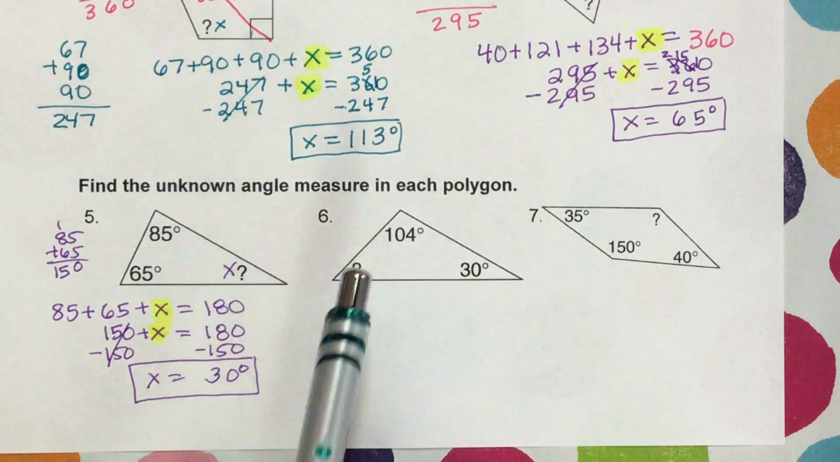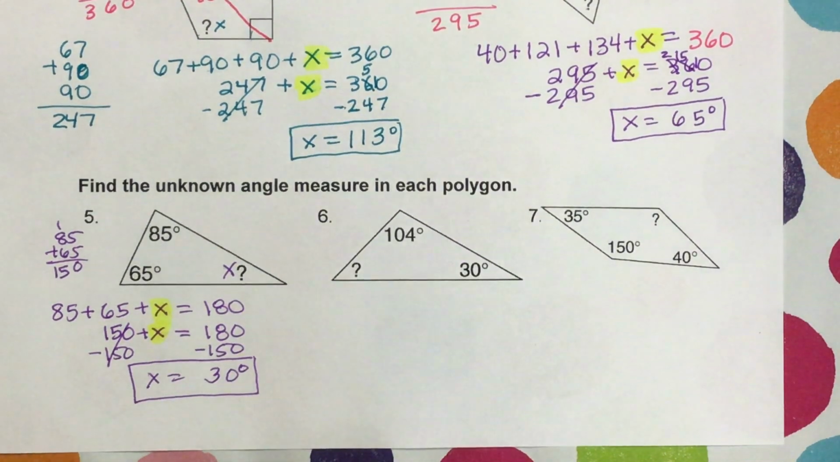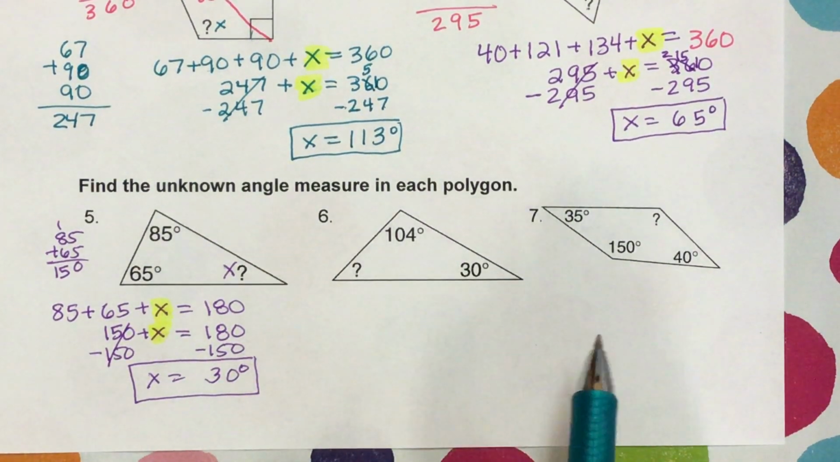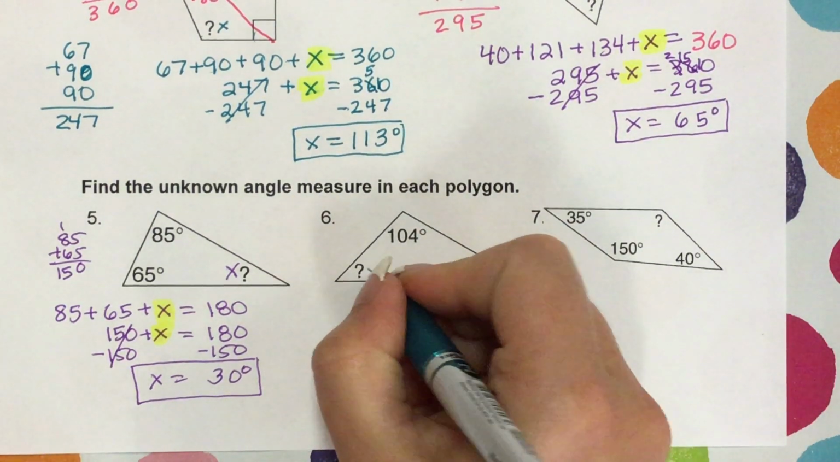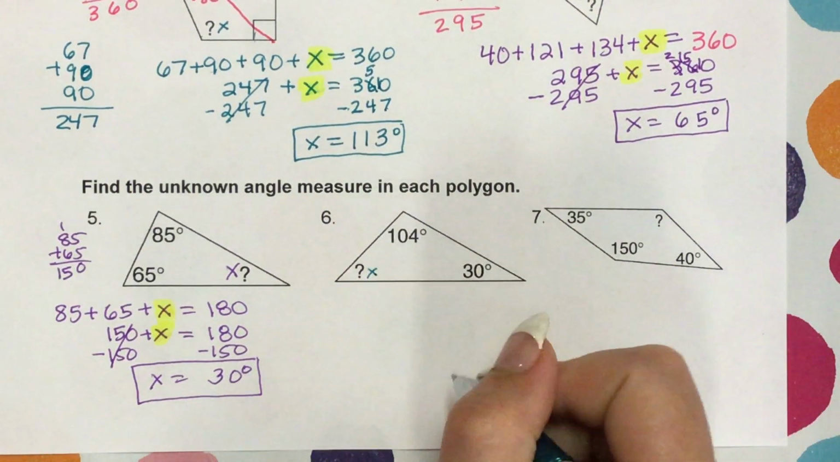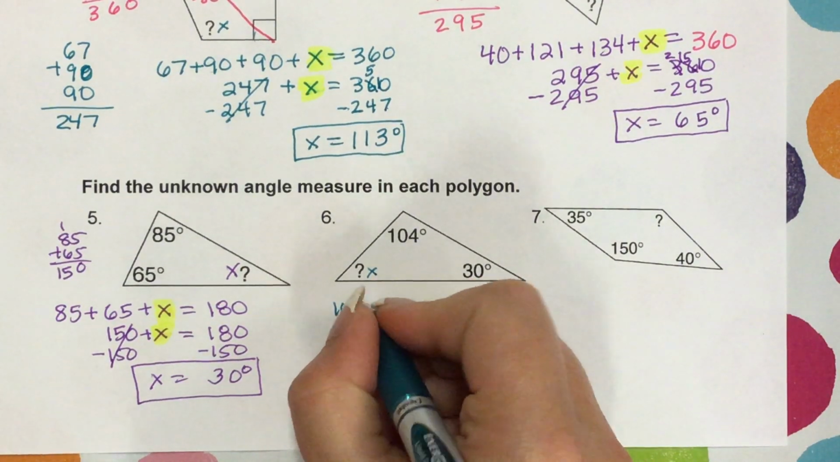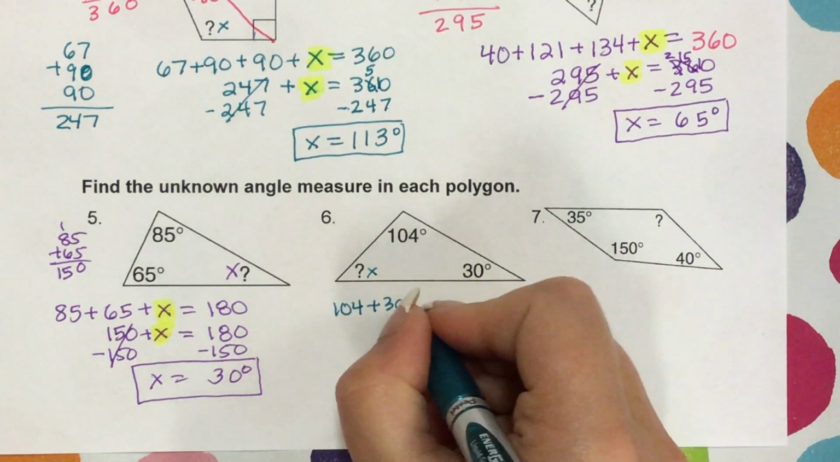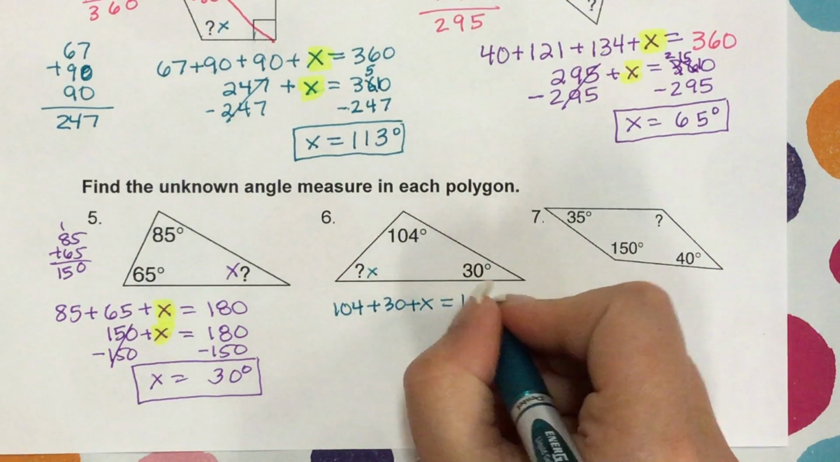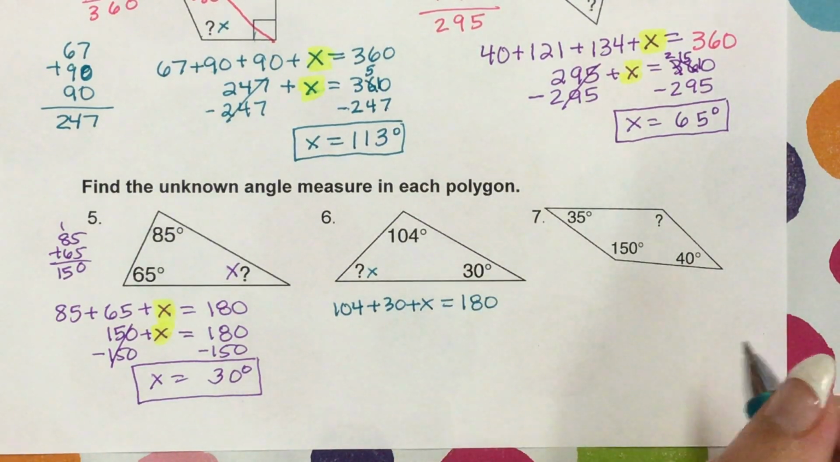Let's go ahead and work on problem 6. So it's a triangle, so we know that all of these angle measures add up to 180 degrees. Again, I don't know this, so I'm going to call this x. And then I'm going to set up my equation. So 104 plus 30 plus x equals 180. Perfect.